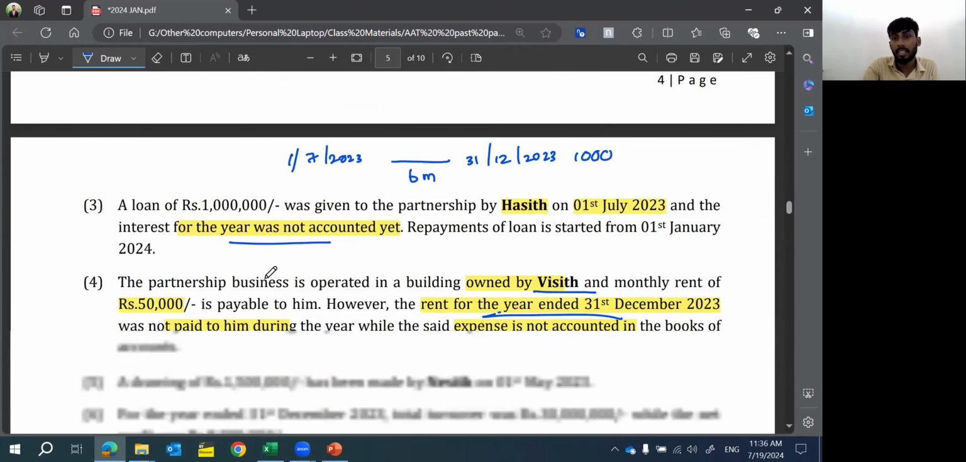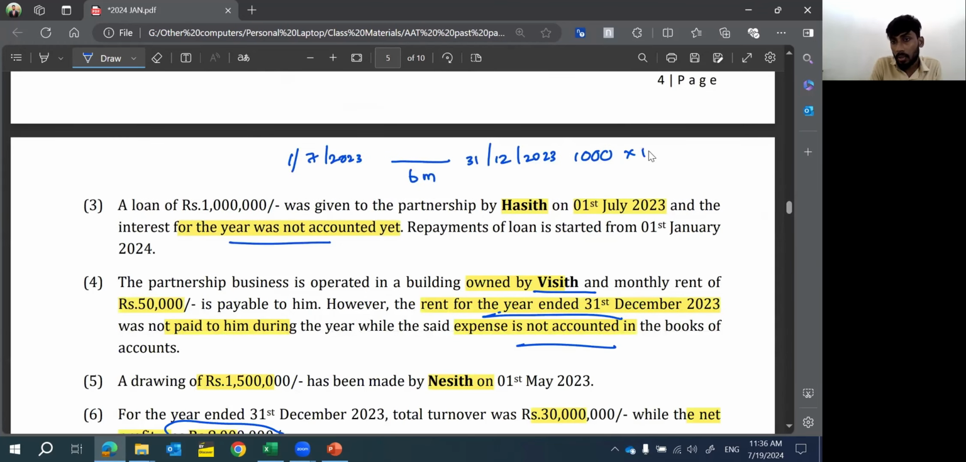15%. So 1,000 into 15%. If I multiply 1,000 by 15%, then we will get it for the entire year, but I want only for 6 months. So 1,000 into 15% into 6 divided by 12. So you will get 75. 75 is the interest.